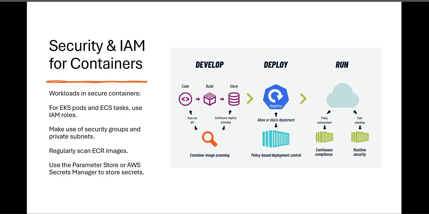Security: IAM for containers. Secure workloads in containers for EKS pods and ECS tasks using IAM roles. Make use of security groups and private subnets. Regularly scan ECR images. Use Parameter Store or AWS Secrets Manager to store secrets.